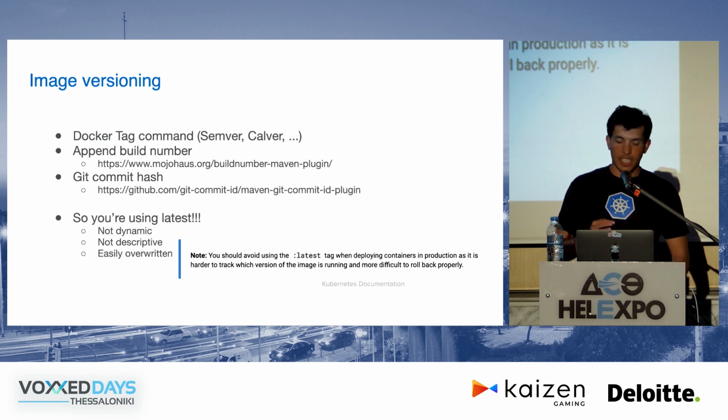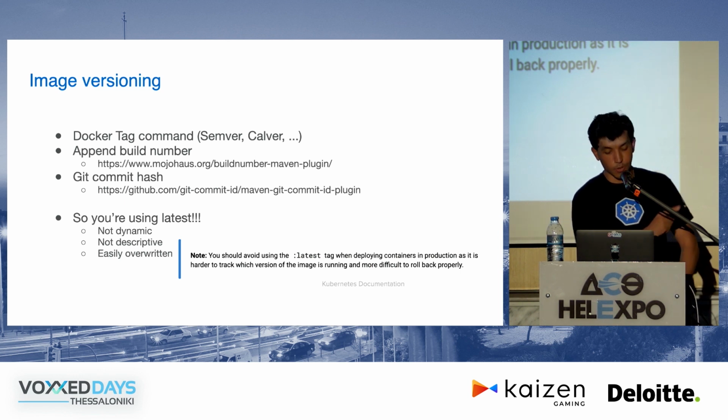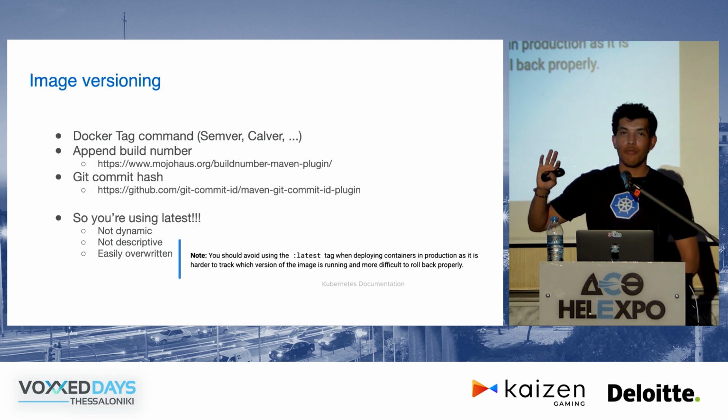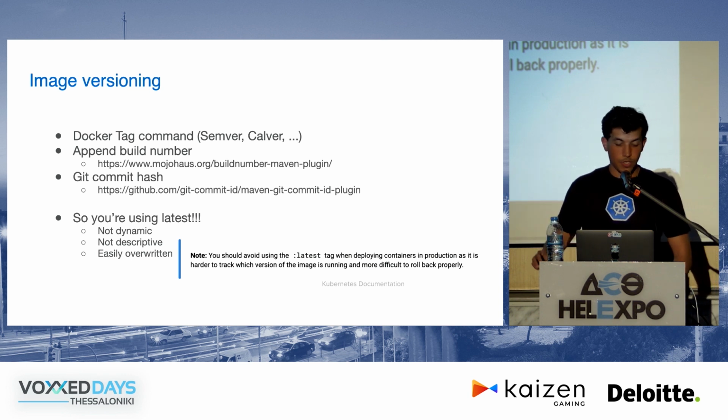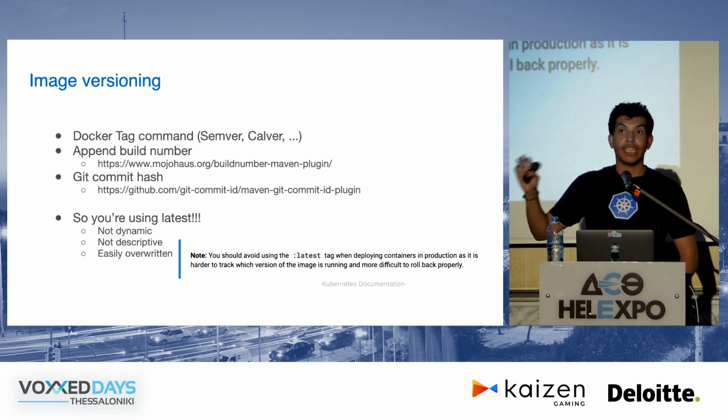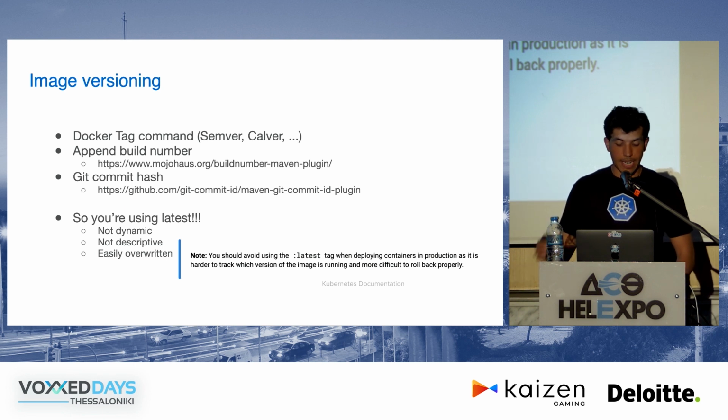Another practice is image versioning. I will go a little bit faster because there's a demo that I want to run, and I only have 5 minutes. Image versioning, there are a couple of practices that you can follow, depending on what you are comfortable with, please do. And just avoid using latest alone to tag your images, because it's not dynamic, not descriptive, and easily overridden.